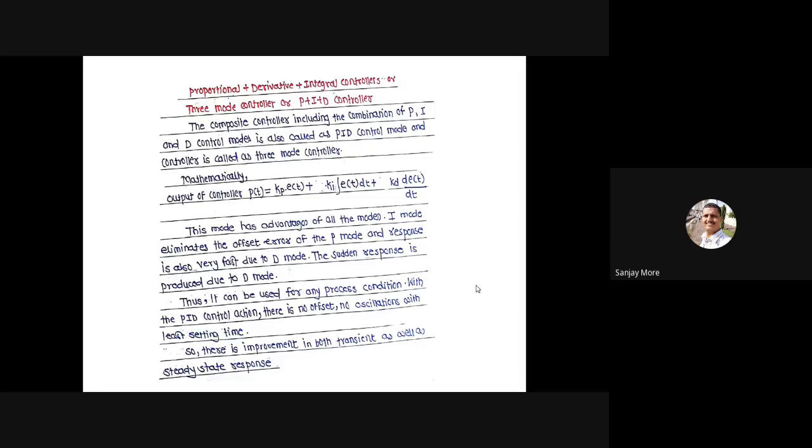So total three controllers: proportional, derivative and integral. It is very useful to remove all the error occurring in this control action, and the response is very fast due to the derivative mode. Then this is used for any process condition, with control action within the least settling time or minimum settling time. Okay.